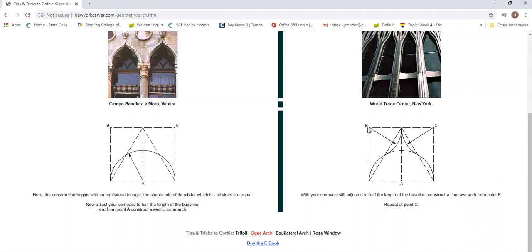Move your compass point over to here, and you're going to arc it in here again. So you really drew 3 lines. You do the semicircle from this point up this corner gives you this arc, and then from B you get this arc, okay? And you pretty much have that shape.